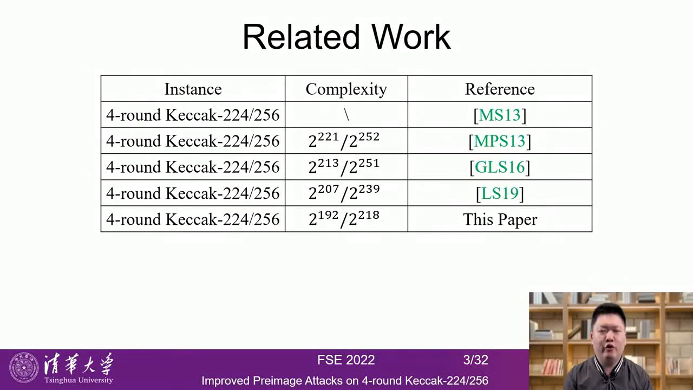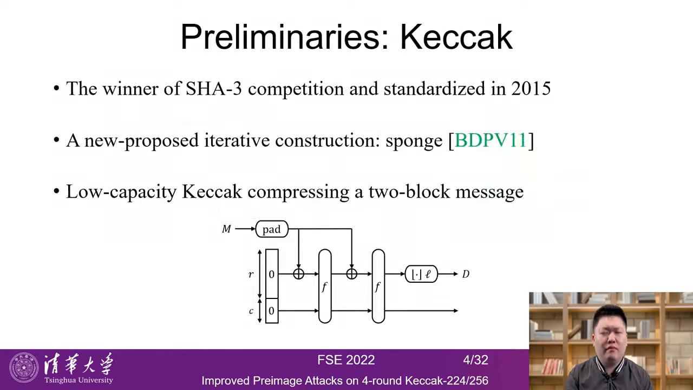The complexities of preimage attacks on 4-round Keccak-224/256 are summarized in this table. From the comparison, we can see that for 4-round Keccak, an efficient partial linearization strategy can even bring more gains than a developed linear structure. So, partial linearization is indeed a major problem.